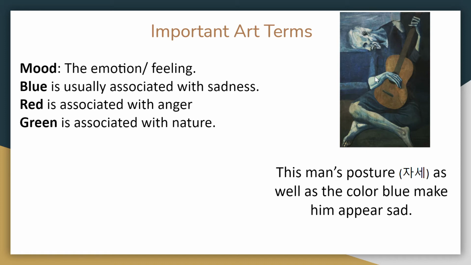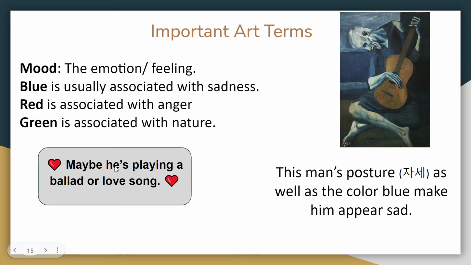He's not happy. And of course he has this guitar, so maybe he's playing a ballad or love song, right? Maybe his girlfriend broke up with him, and now he's very sad, and he's playing a love song or playing a ballad about his girlfriend. Who knows? But this color blue makes him appear sad. So if you want your painting to look more sad, add some blue. So again, mood is the emotion or the feeling of the painting.